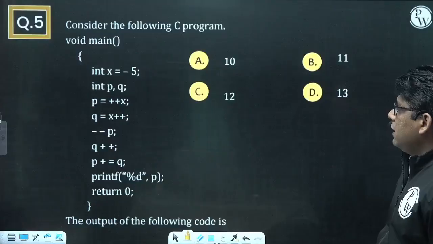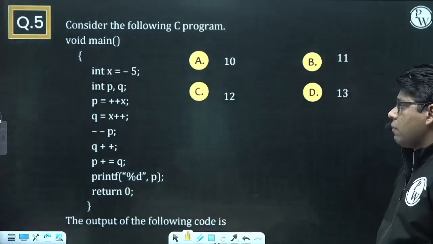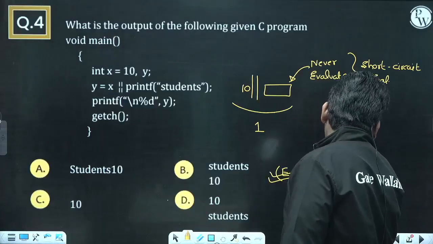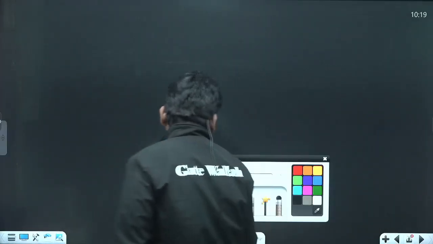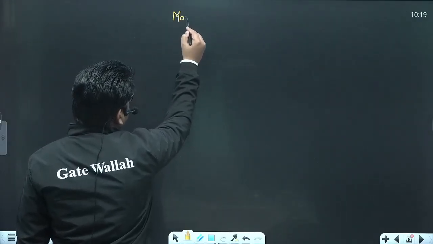Okay, let's try to solve question number 5. But before question number 5, let me introduce more assignment statements.